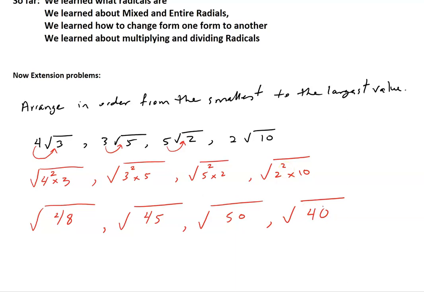And now you can see, without even using a calculator, it's very easy to go from the smallest to the largest. So the smallest is right here. The square root of 40 is the smallest. Next one would be square root of 45. Next one would be square root of 48, and the largest value will be the square root of 50. And that's how you would do this.